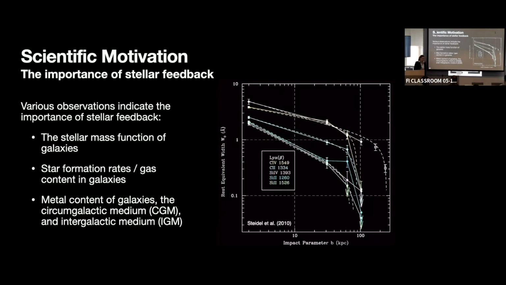So our canonical model of galaxy formation at this point in time really points towards outflows being a critical component of the galaxy formation and evolution process.